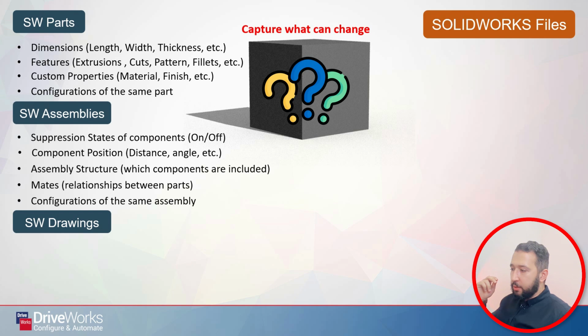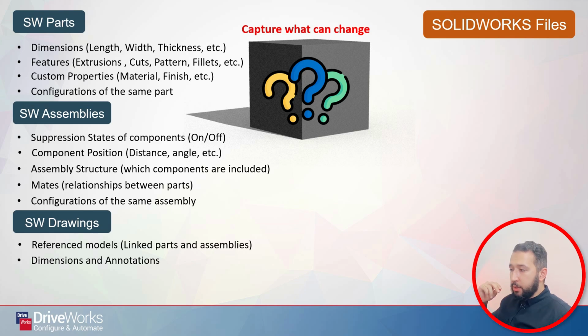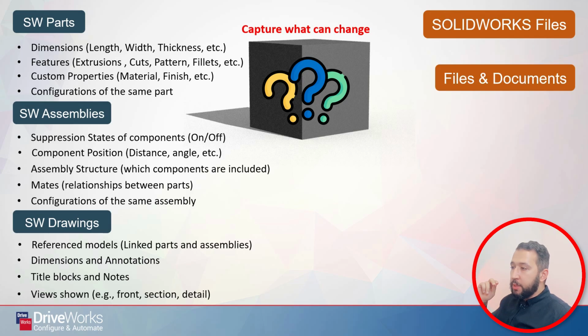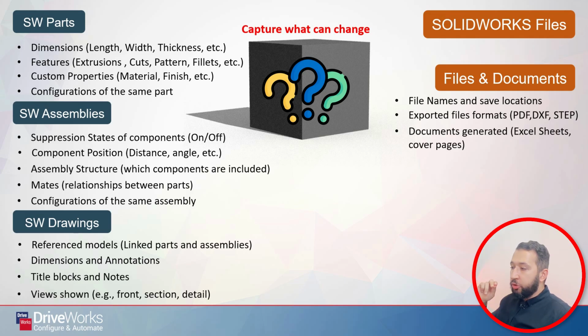If you are focusing on SolidWorks drawings, what are the reference models, the linked parts and assemblies in those drawings? Do you want to control dimensions, annotations, title blocks, notes, or just the view visibility? Or what is important for you is the files and documents, file names and the save locations? Or do you want to control the exporting to different formats like PDF, DXF files, or even generating non-CAD documents like Excel sheets or cover pages, which is fully automated?